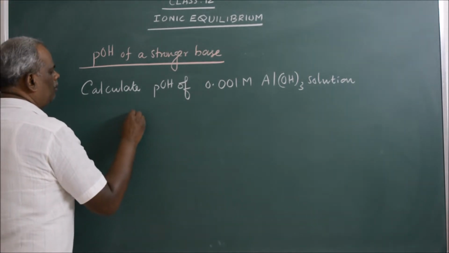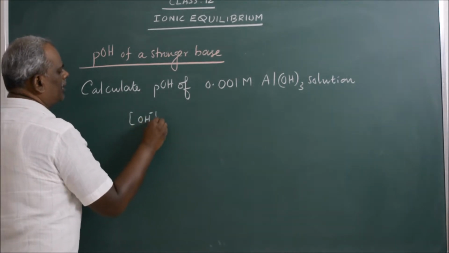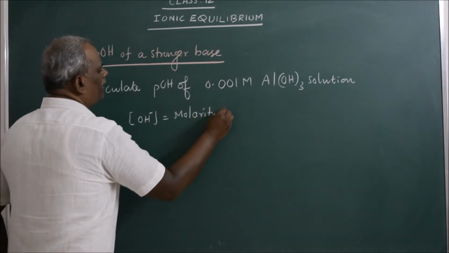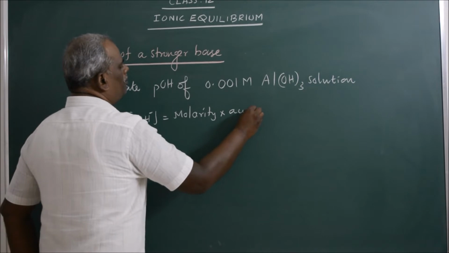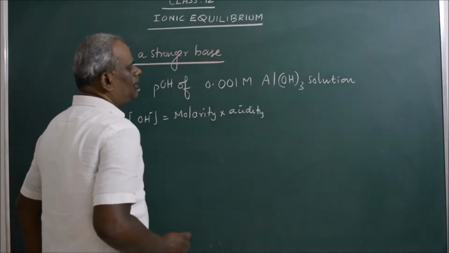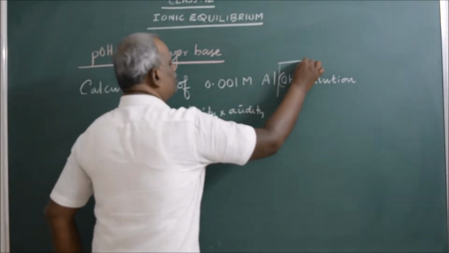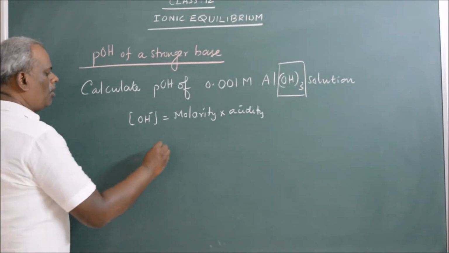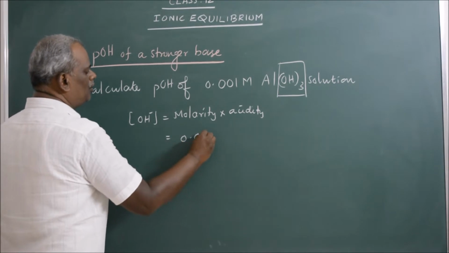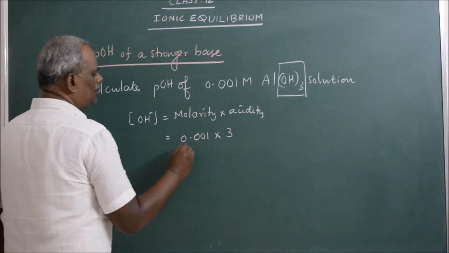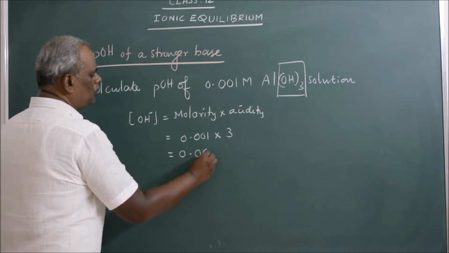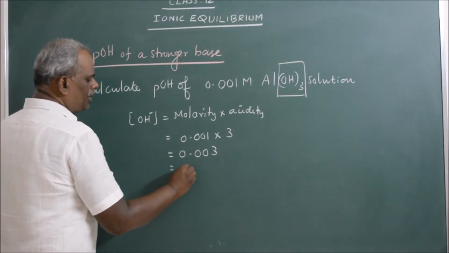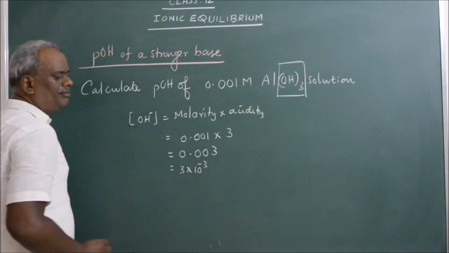For that, how do you get the hydroxide ion concentration? We have already studied that when molarity is provided, it is to be multiplied by acidity. Here the acidity of the base is 3. It has 3 replaceable hydroxyl groups. The molarity is provided as 0.001 and acidity is 3, so we can write 0.003. This is equal to 3 into 10 power minus 3.